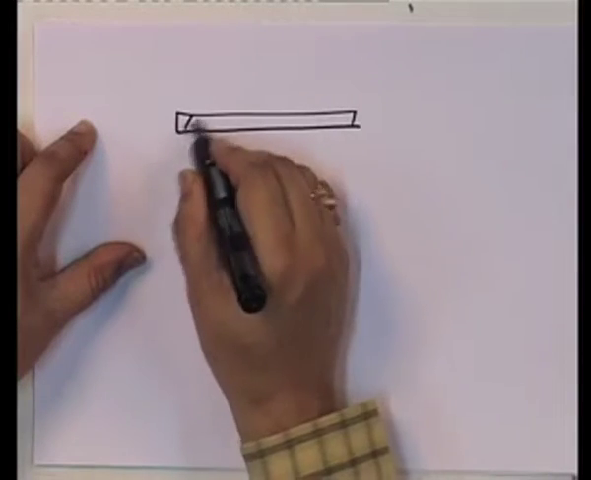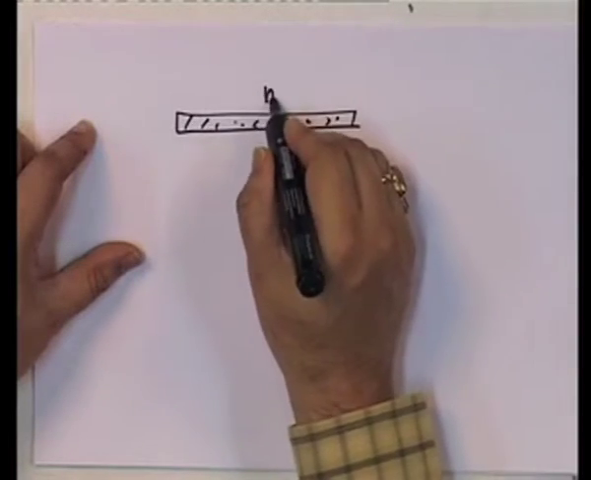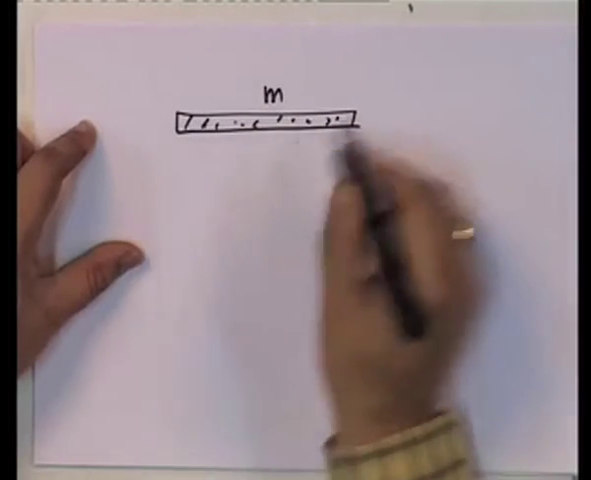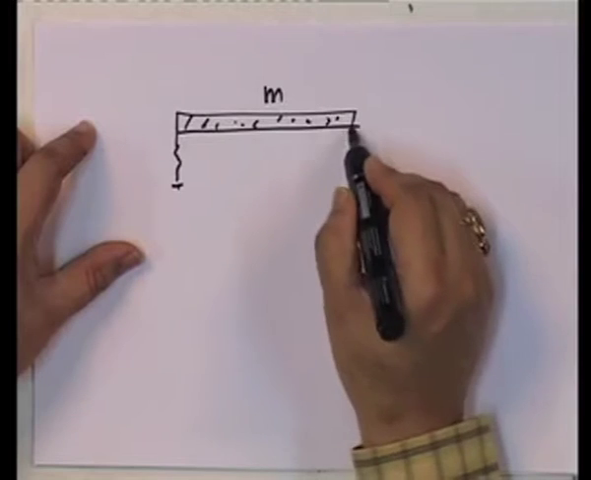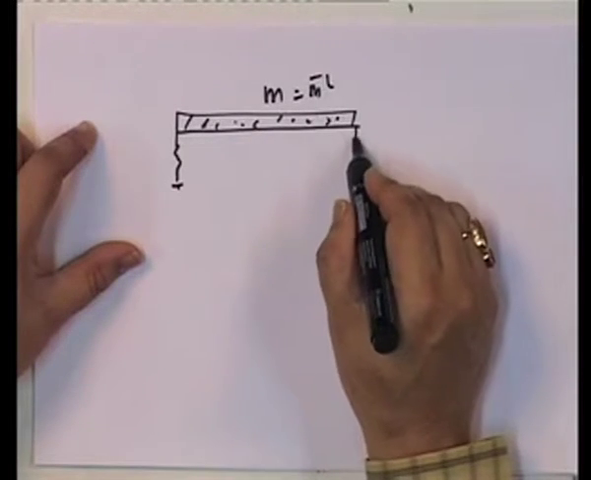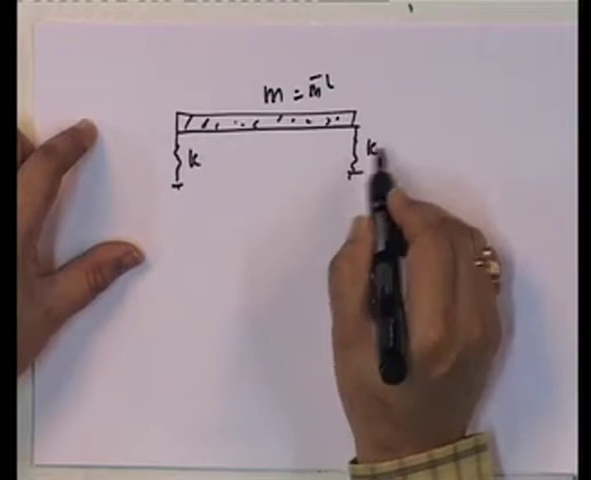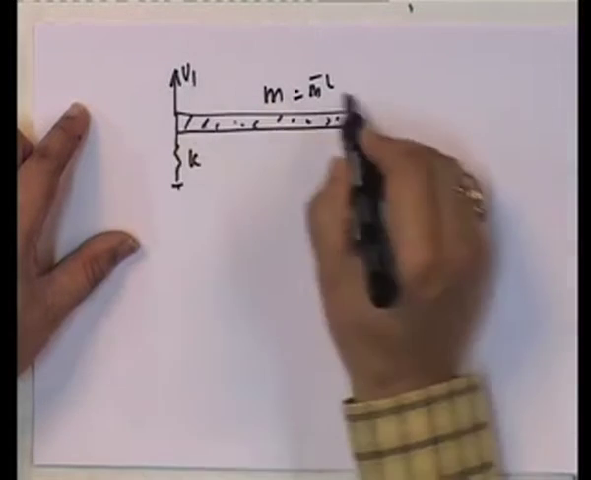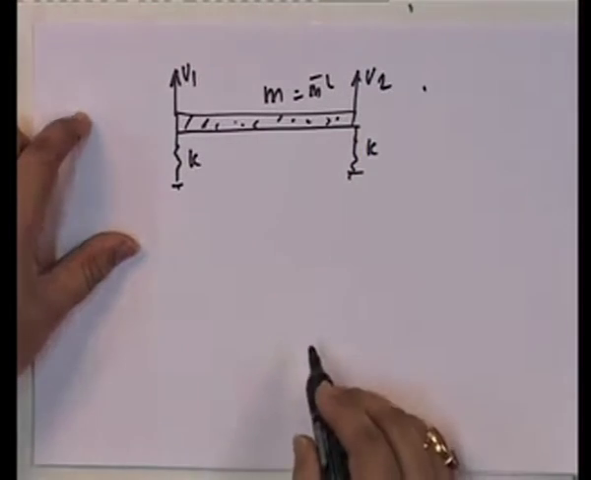Now, let us look at this same problem, and let me solve it using two other degrees of freedom. Remember, we did that. These were defined at the geometric center. Now, I am going to write the same problem, exactly the same problem, with mass m. Now, I am saying the mass is uniformly distributed, total mass is m, which is equal to m bar L. This is k, this is k, and my degrees of freedom are defined as V1 and V2.